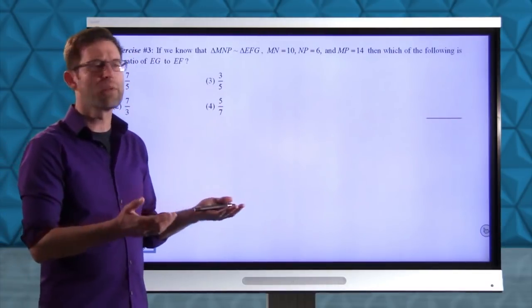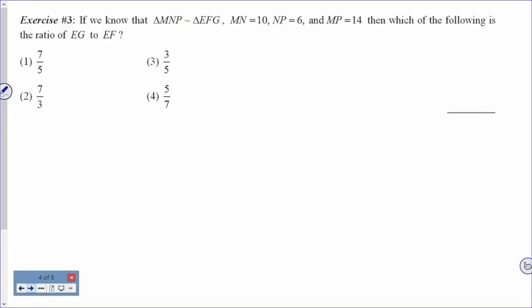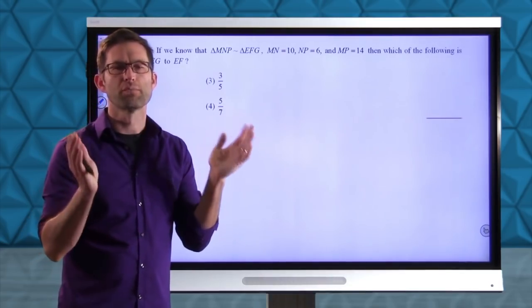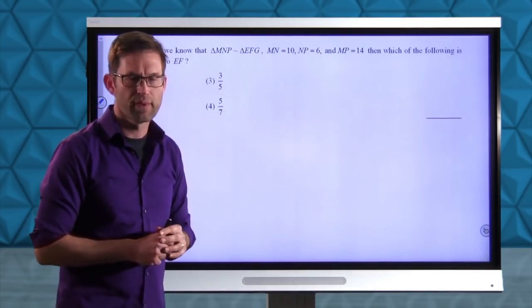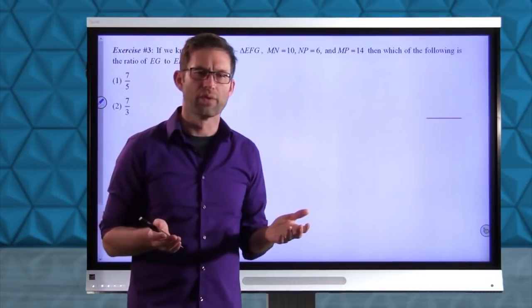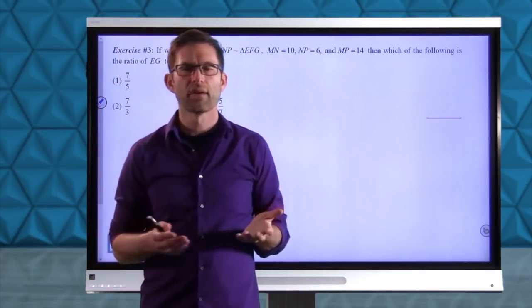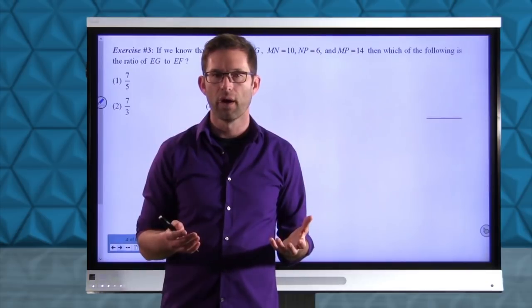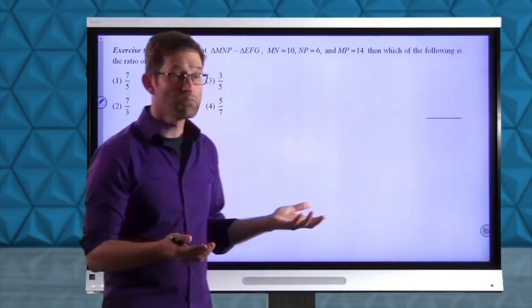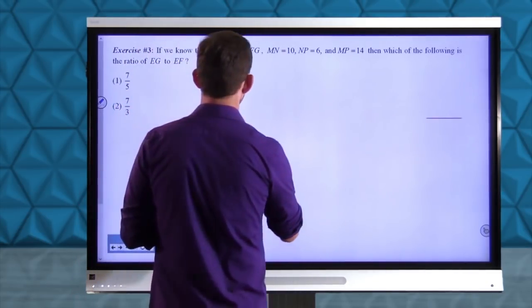All right, starting off with a very simple one. It says if we know that triangle MNP is similar to triangle EFG, and then they give us a bunch of different numbers, then it asks us which of the following is the ratio of EG to EF. All right, pictures, pictures, pictures, draw pictures. And you might say, how can I draw a picture in this scenario? I don't really have an entirely good sense of what's going on here. Well, let's take a look. We don't have to draw a perfect picture.